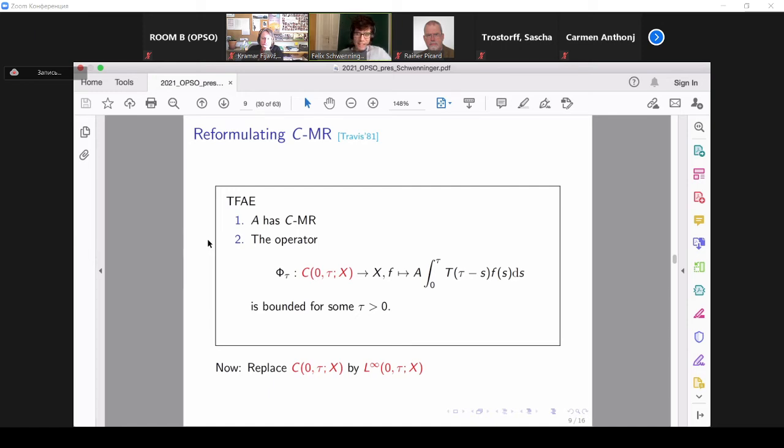Of course, what is hidden here is that this mapping is well defined. So this is part of this assertion in 2. Because obviously this convolution of the semigroup with F need not be in the domain of A. So it's not at all clear a priori why this is well defined. Now this is implicitly assumed here.